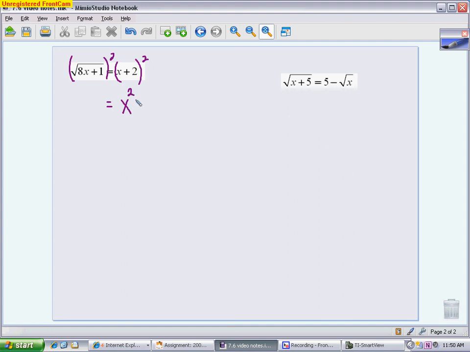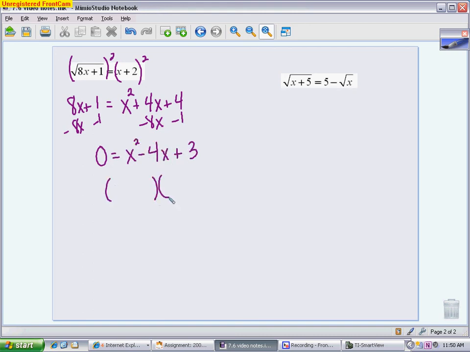So squaring, we get x squared plus 4x plus 4. On this side, we get 8x plus 1. When you are solving a quadratic, you want to get it in standard form, so we'll get everything on one side. So subtract 8x and subtract 1, subtract 8x, subtract 1. So we get 0 equals x squared minus 4x plus 3.